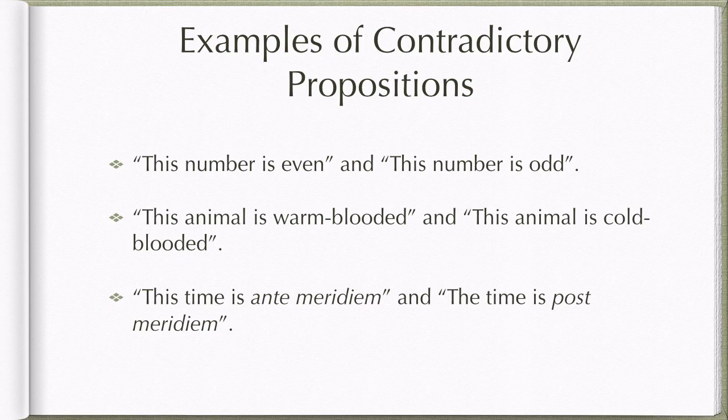Here are some other examples of contradictory propositions. If you're dealing with numbers, the number is either even or odd, but not both. The same is true when dealing with animals. Animals either regulate their body heat or they don't. During the day, it is either AM, that is antemeridium, or PM, that is postmeridium, but not both.